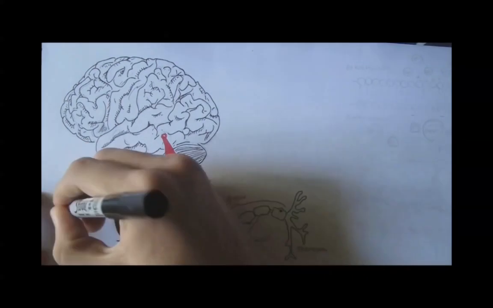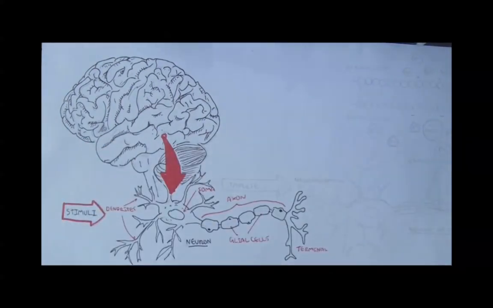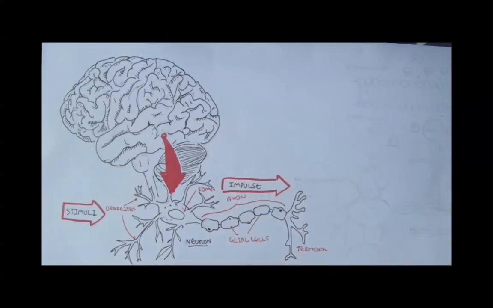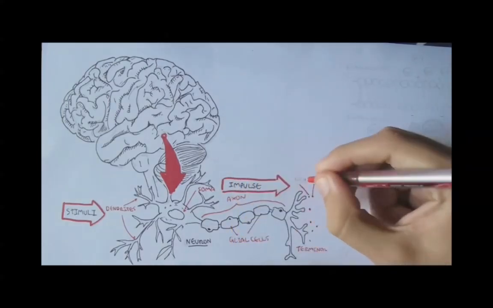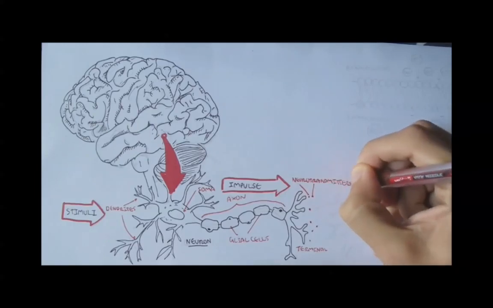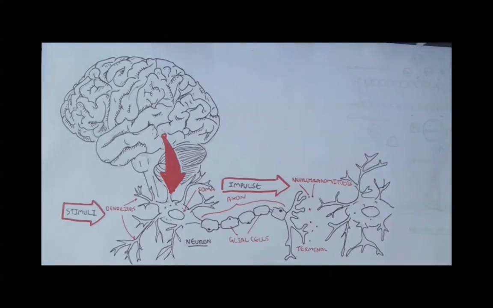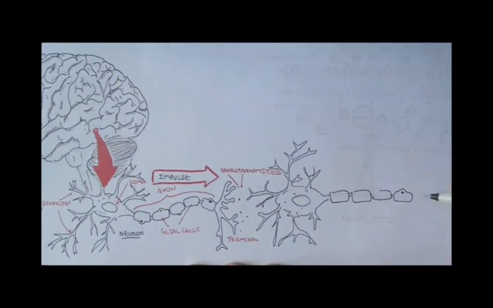Now, a message or signal from the brain or from somewhere else begins when the dendrites receive a stimulus, which then travels down the axon towards the terminal. Once at the terminal, the neuron will release chemicals called neurotransmitters, which will then pass on the signal to another tissue, or in this case, another neuron.